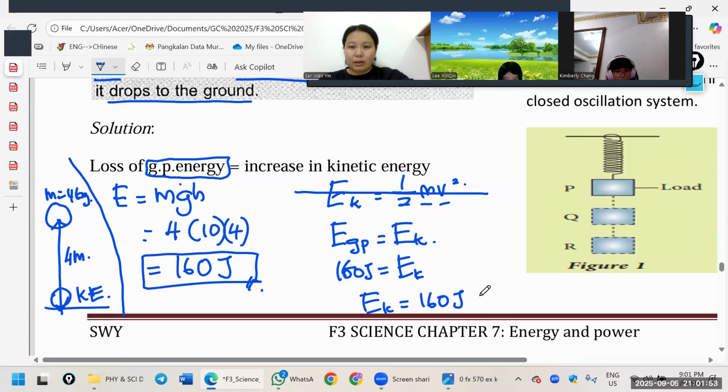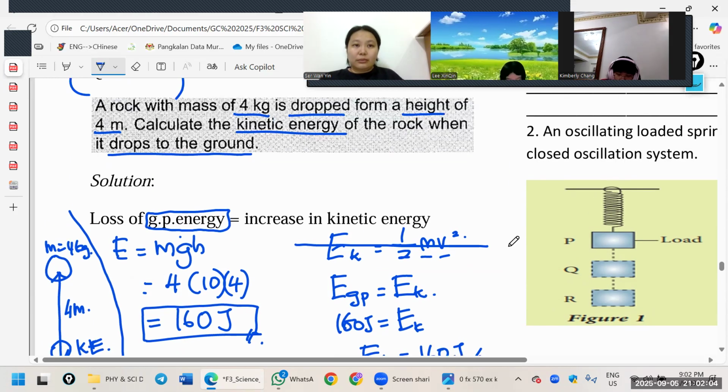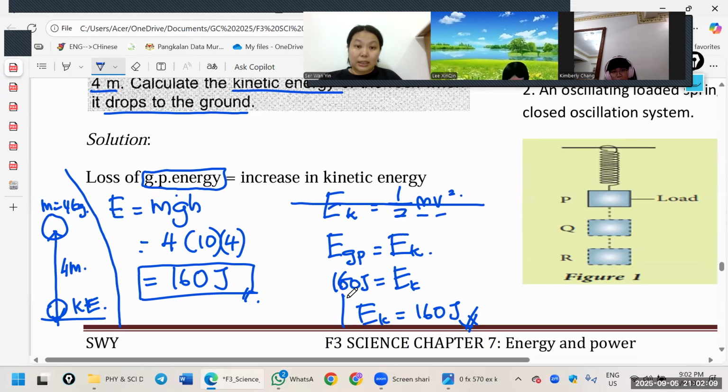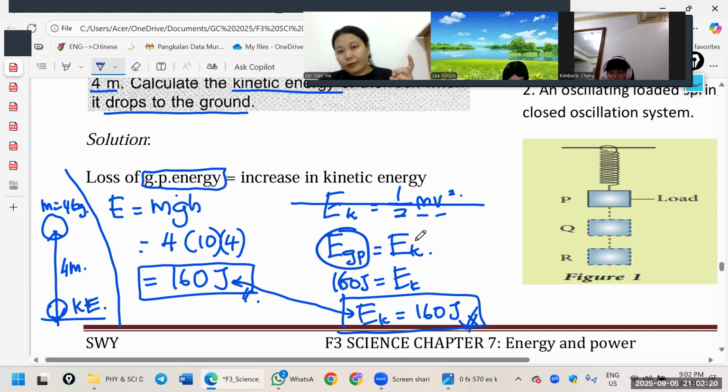Okay. So now energy cannot be created or destroyed, meaning it cannot increase or decrease, but it can change from one form to another. The value is always the same, at the beginning and at the end.